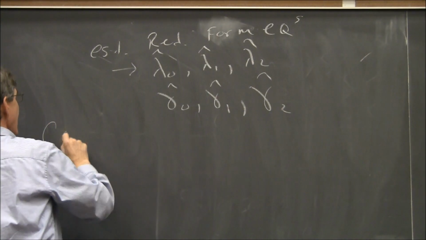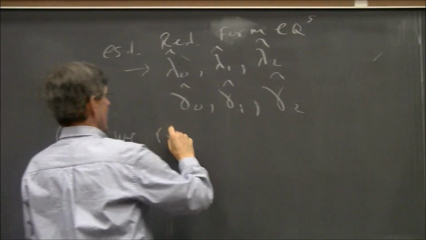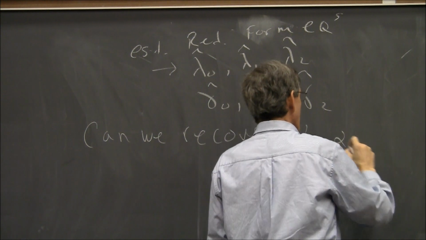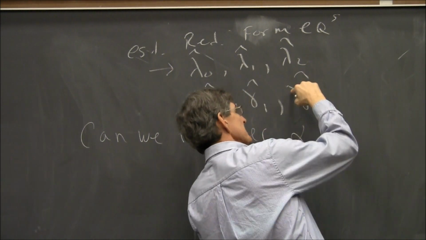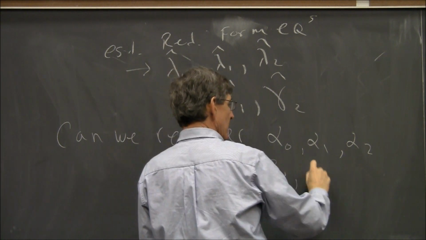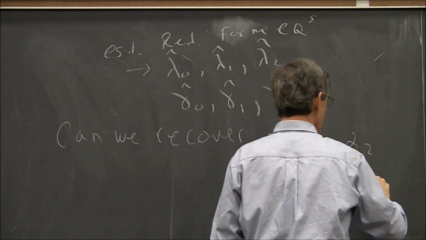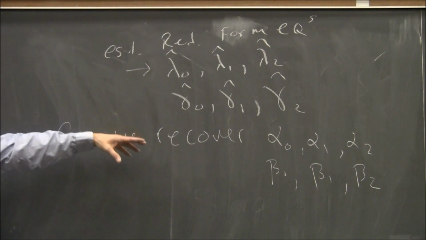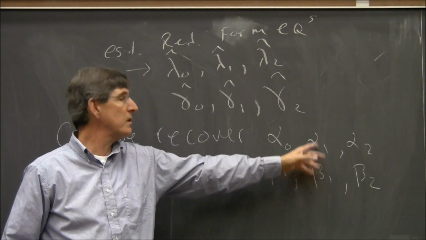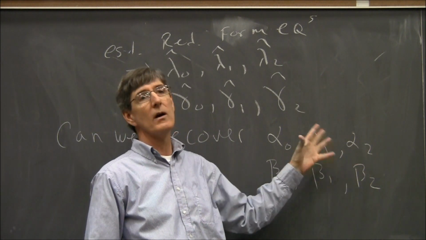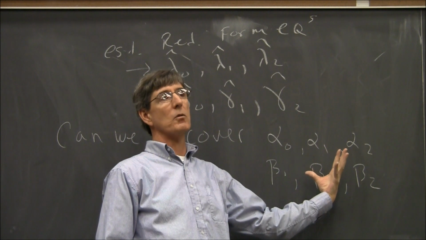And the question is, can we recover alpha 0, alpha 1? These will be hats, if we use hats here, but I'll not put that in. Beta 0, beta 1, and beta 2. Are they identified? Can we get back to them? Because remember, these are the things we're interested in. These are the elasticities of supply and demand. This is the income elasticities and so on.